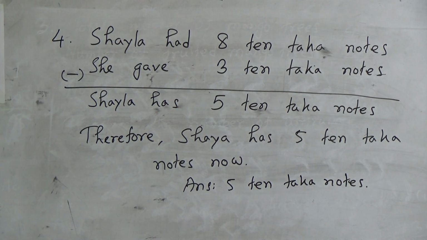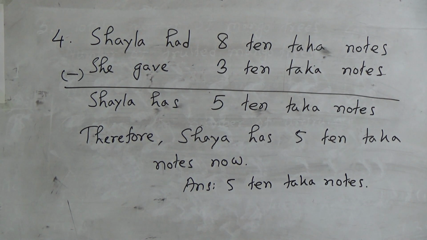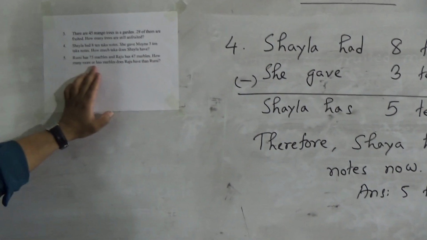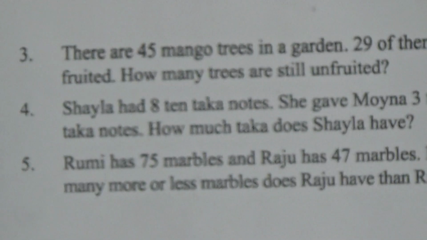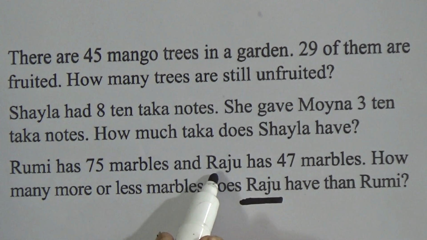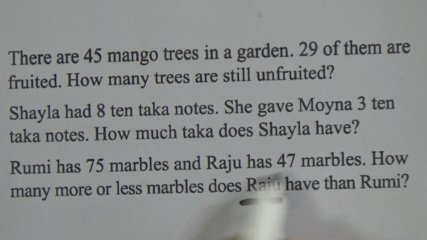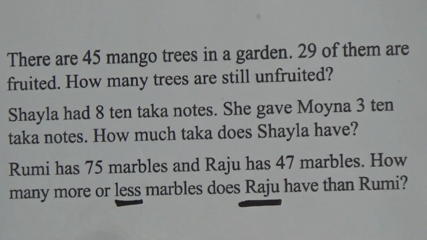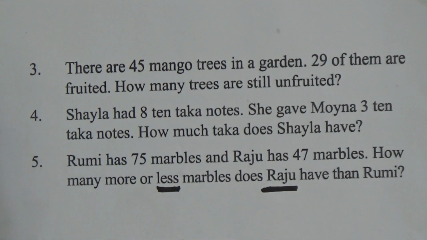Now my dear students, we will solve question number 5. I hope you have understood the question number 4 solution. Now question number 5 is: Rumi has 75 marbles and Raju has 47 marbles. How many more or less marbles does Raju have than Rumi? We need to find out how many marbles Raju has, less or more. Look, Raju has 47 marbles and Rumi has 75. That means Raju has fewer marbles, right? Raju has fewer marbles because 47 is less than 75.